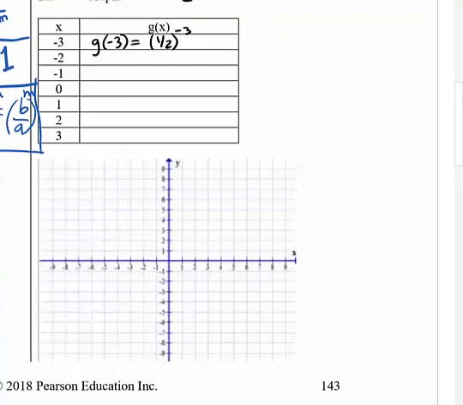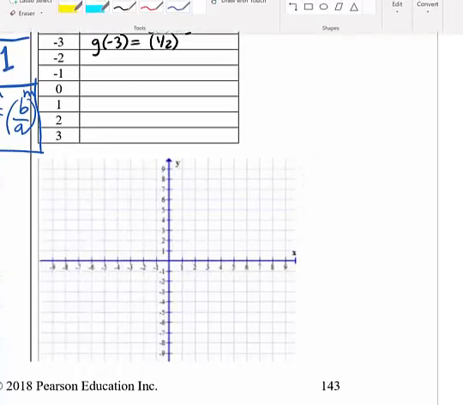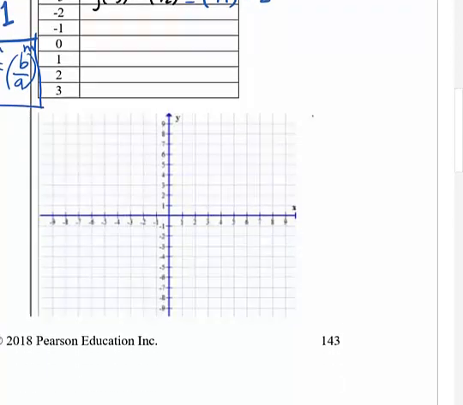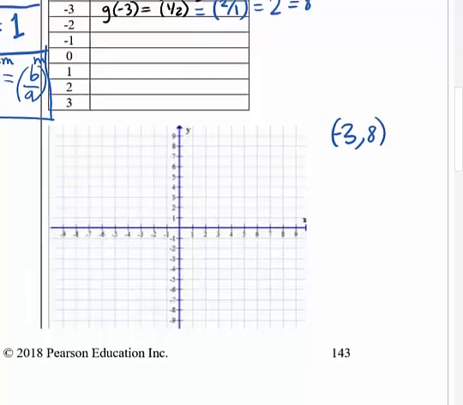Now that means 1 half to the negative 3 is, let me see, the reciprocal of that, flip it upside down, 2 over 1, now to the positive 3, which is just 2 to the third, or 8. So I got one point, I can write that down, negative 3, comma 8.